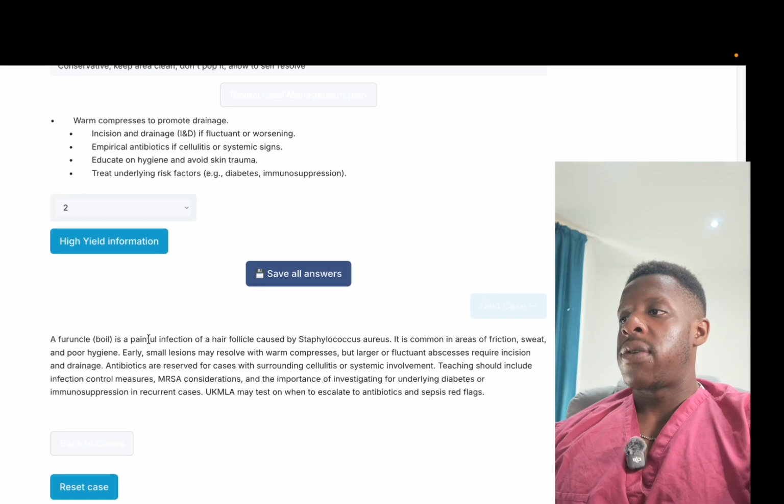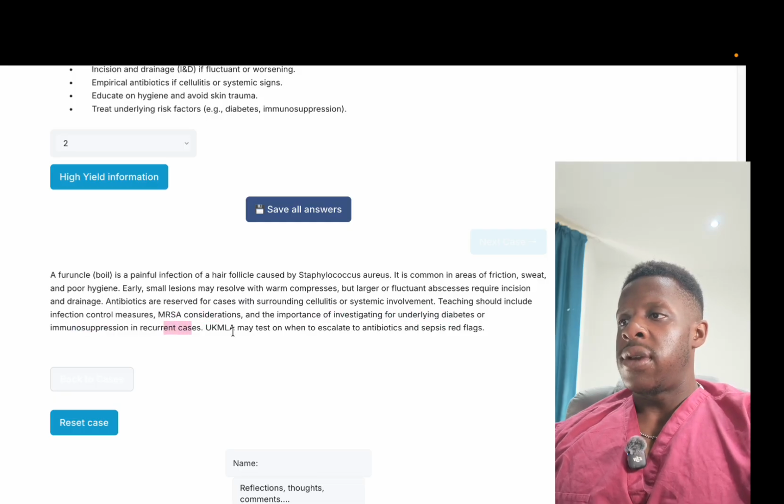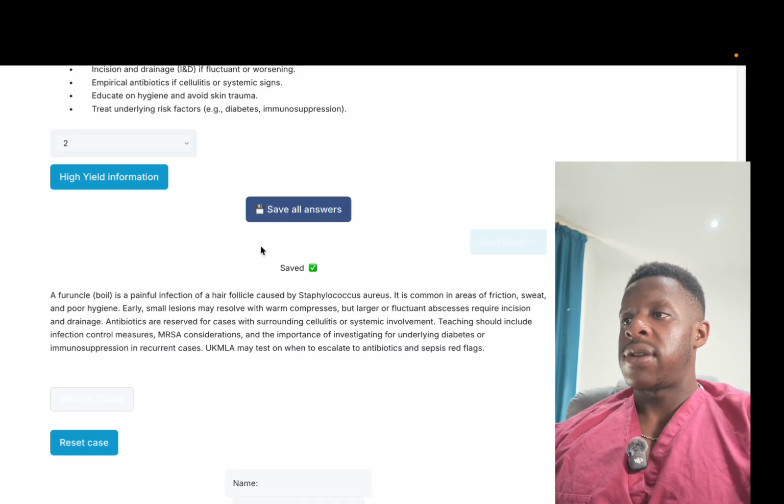So a furuncle or boil is a painful infection of a hair follicle caused by Staph aureus, at common areas of friction, sweat, and poor hygiene. Early small lesions may resolve with warm compresses, but larger fluctuant abscesses require incisional drainage. Antibiotics are reserved for cases with surrounding cellulitis or systemic involvement. Teaching should include infection control measures, and the importance of investigating for underlying diabetes or immunosuppression in recurrent cases. UKMLA may test on when to escalate antibiotics on sepsis red flags. So let's save our answers there.